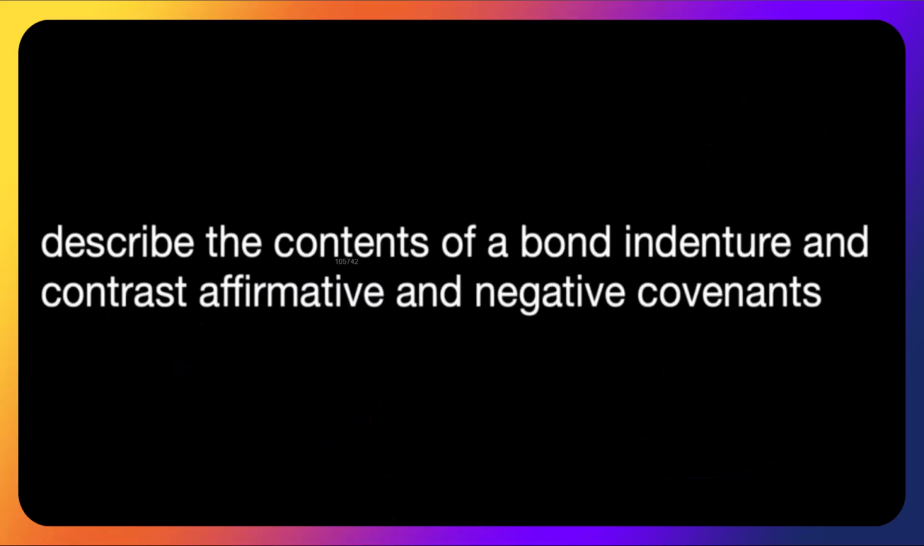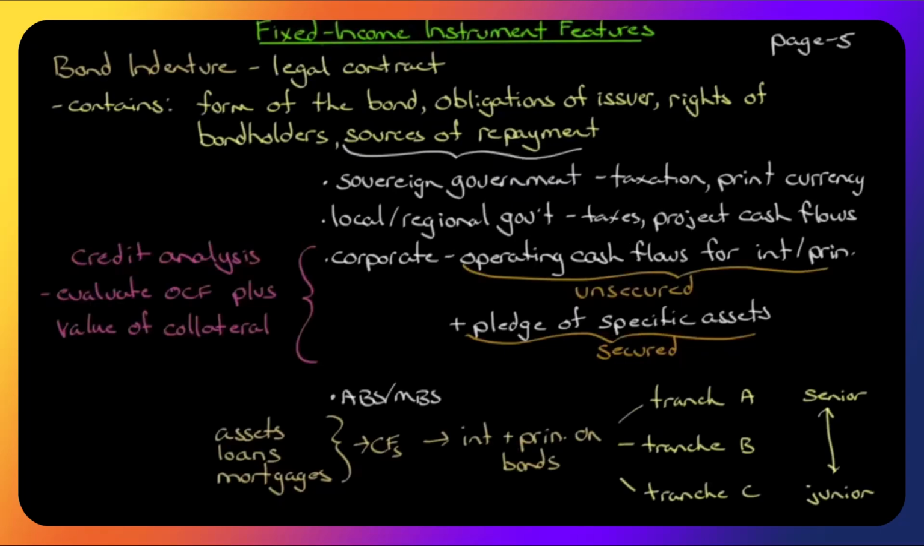Next learning objective, describe the contents of a bond indenture and contrast affirmative and negative covenants. All right, let's define what a bond indenture is. It's a big fancy word for the legal contract of the bond. It's the contract between the issuer and the investors, and it contains the form of the bond. When we say the form, 10-year, fixed coupon, that sort of thing. The obligations of the issuer, the rights of the bondholders, and the big one here, sources of repayment, so you can assess the credit quality of the bond.